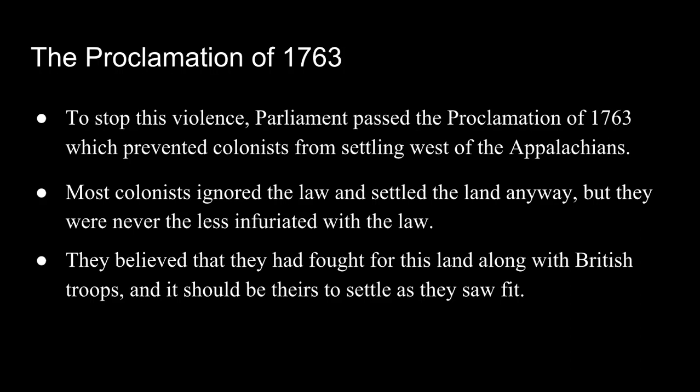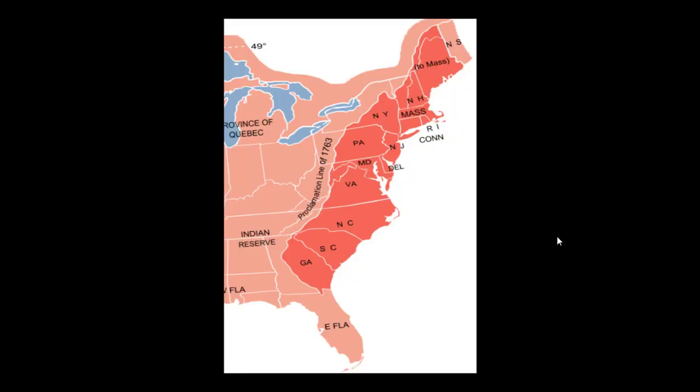Now, most colonists just ignored the law and settled in this land anyway, but they were still very upset with this law that the king had passed. They believed that they had fought for this land along with the British troops, and so it should be theirs to settle as they saw fit. In many colonists' minds, this was a war over land, and if they couldn't get the land that they fought for, then there were going to be major problems here.